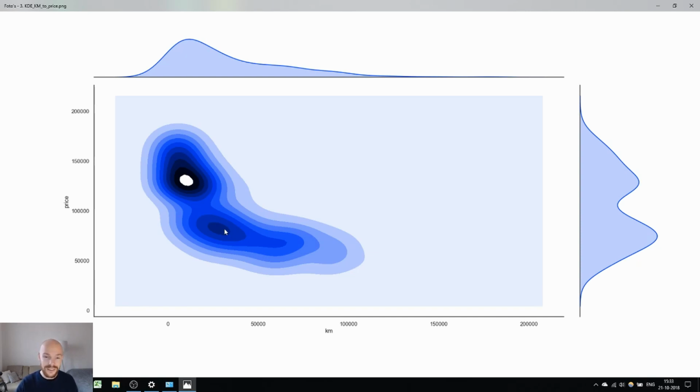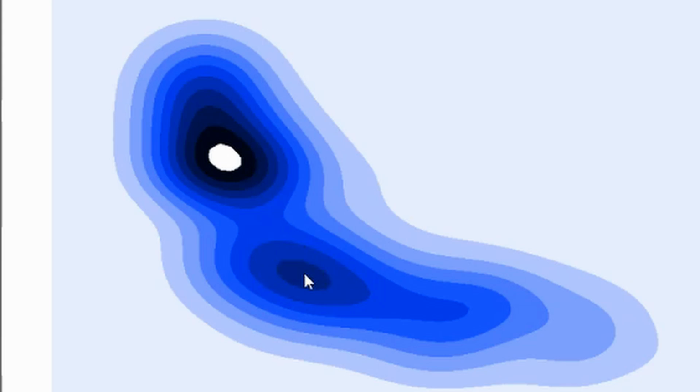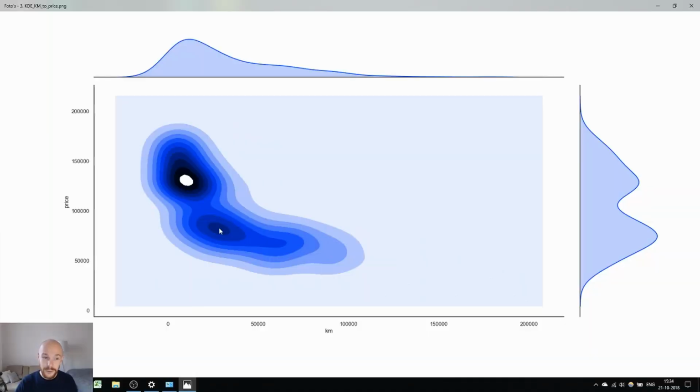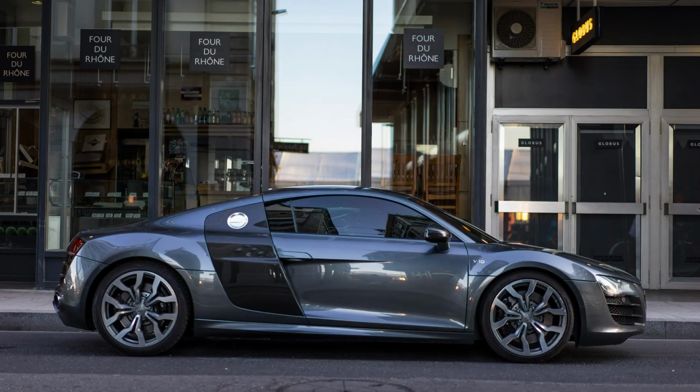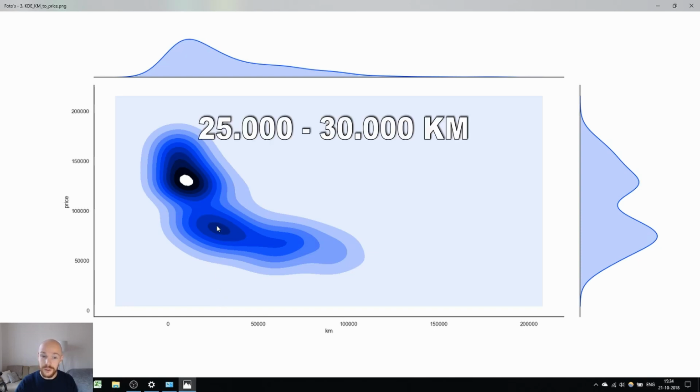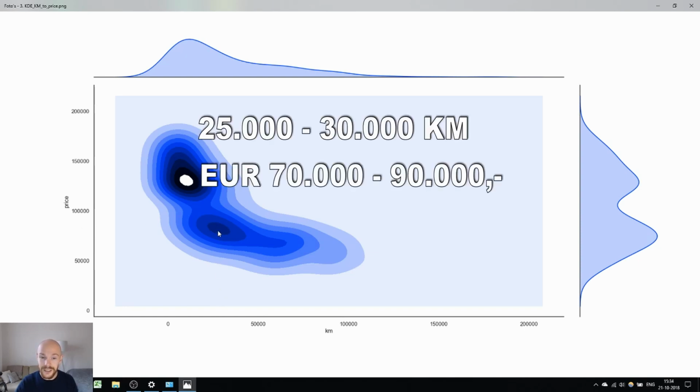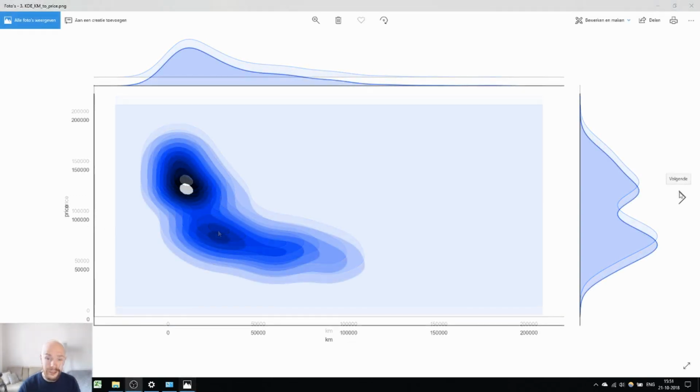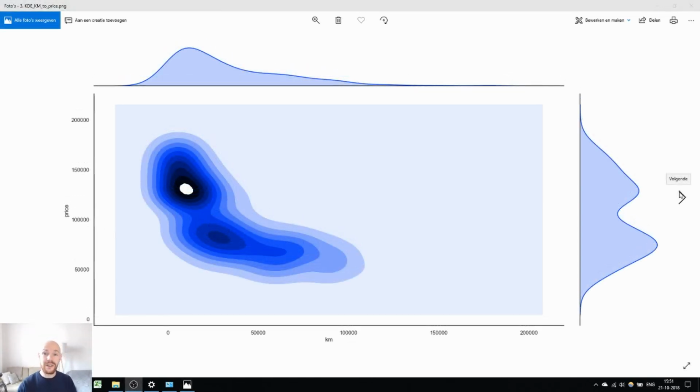Secondly, we can see that this is also a very important point in the market. These are probably the a bit older models, which have around 25 to 30,000 kilometers and a price of around 70 and 90,000 euros. Let's have a look at the same graph, but then with year on the x-axis instead of kilometers.